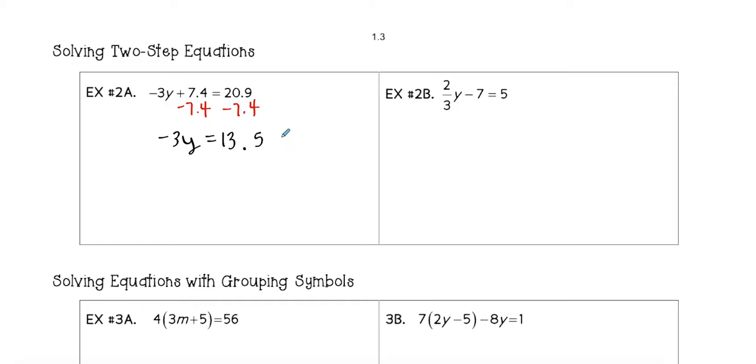All right, next step, get y by itself. It's being multiplied by -3. The opposite thing of multiplying by -3 would be divided by -3. So now we have to go ahead and divide each side by this -3. All right, so I'm going to get -3 divided by -3 is 1. 1 times y, y. So I have solved for y.